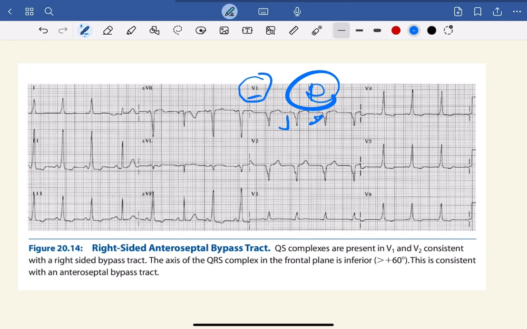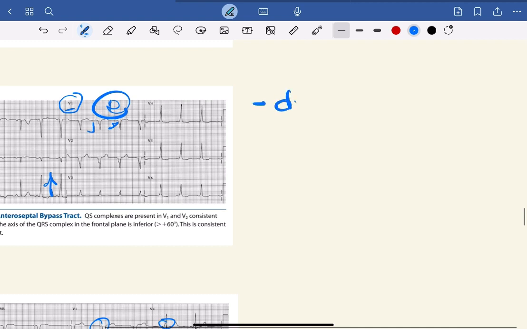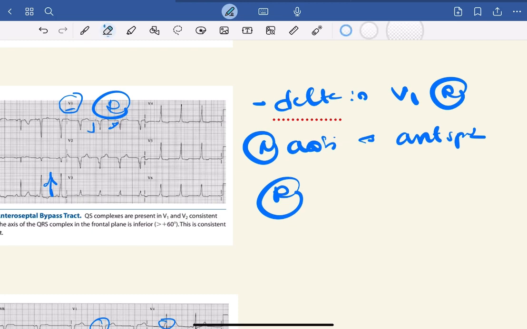So lead 1 is positive, lead AVF is also positive, so normal axis, so it is on the anterior septal of the right side. So negative delta in V1 means right side, normal axis means anterior septal, so it is on the right sided anterior septal. So bypass tract is on the right anterior septal.